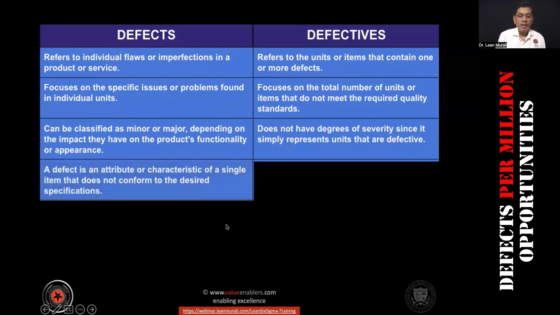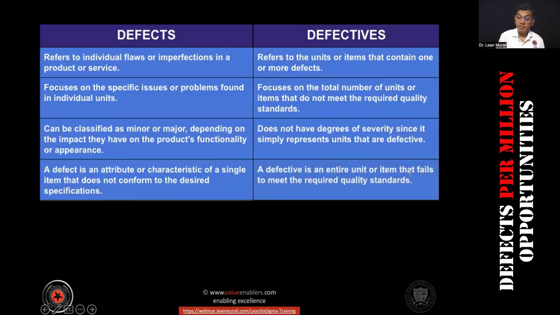All right. Now, a defect is an attribute or a characteristic of a single item that does not conform to the desired specification for a single item, whereas defective is the entire unit or item that failed to meet the quality standards. All right. So if this is also clear, please give me a 9 or 10 on a scale of 1 to 10, if it is clear so far. Because I want these concepts to go into your blood and nerves.